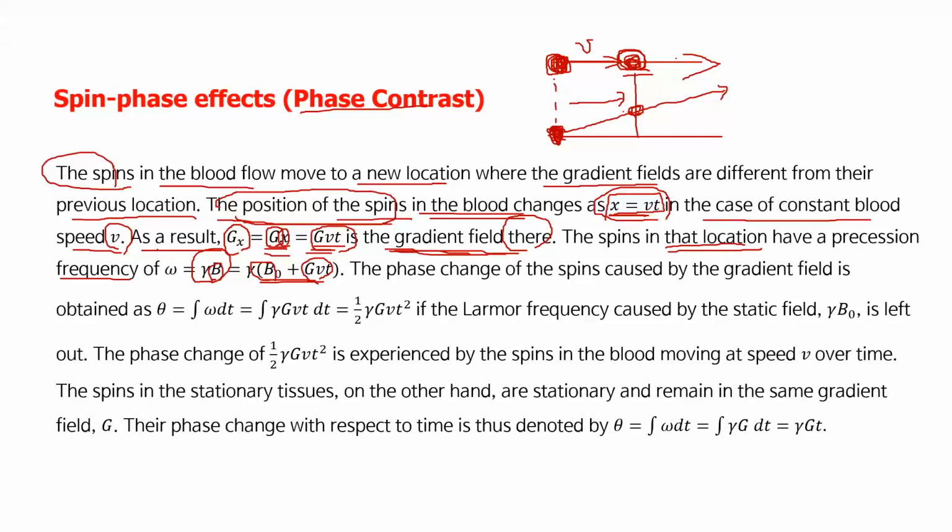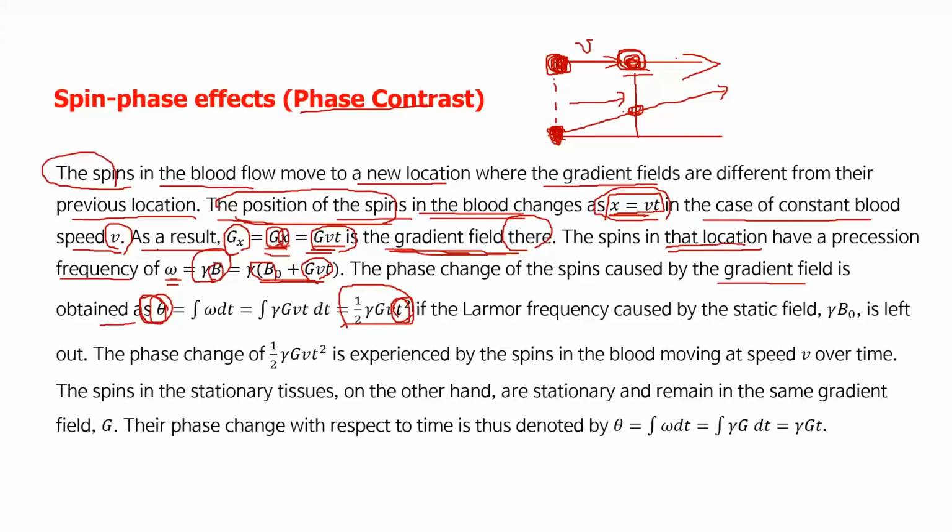The phase change of the spins caused by the gradient field is obtained as this relation. So the phase change theta is the integral of this angular velocity according to time. Then we can get this relation. The phase change depends on the square of time.